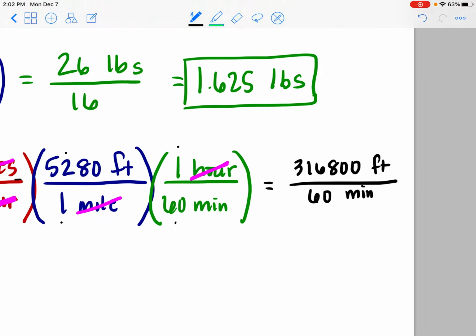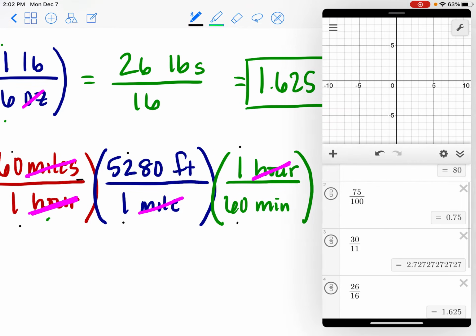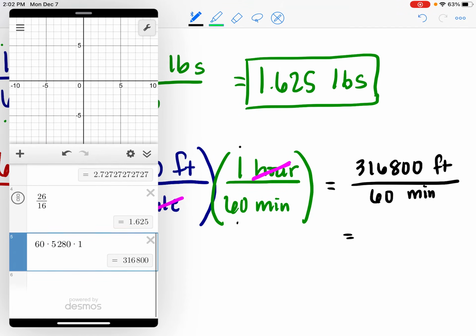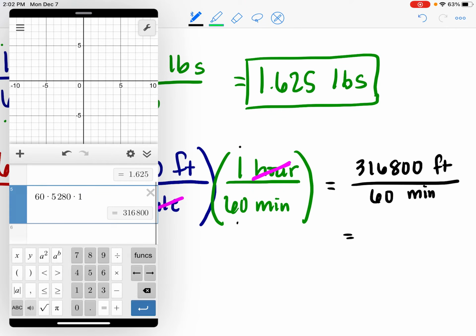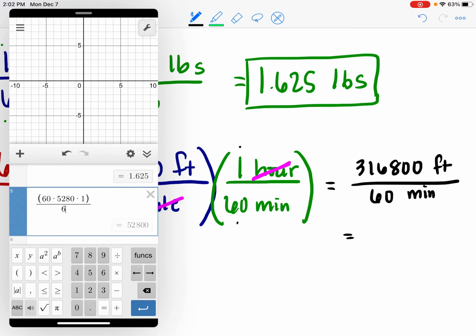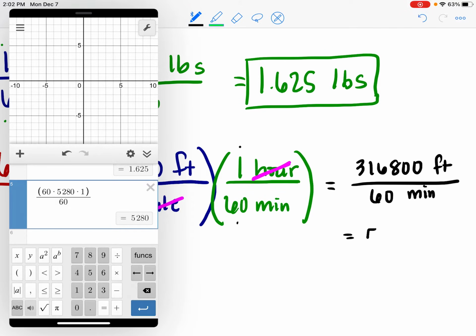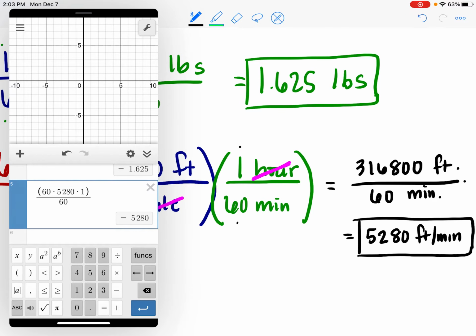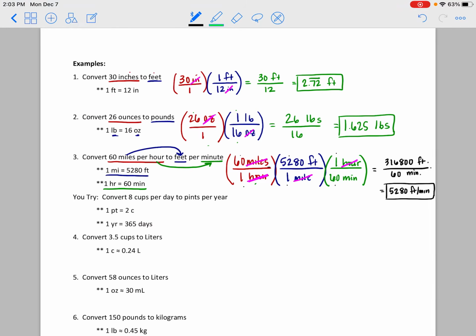And so now we're just going to divide. 316,800 divided by 60 is going to be 5,280, and that's feet per minute. So feet per minute. And there it is. Okay, so we have to make 2 changes, and we use 2 unit fractions.